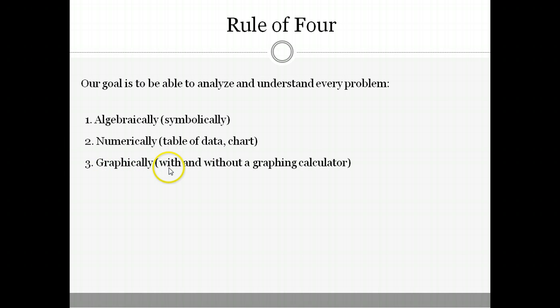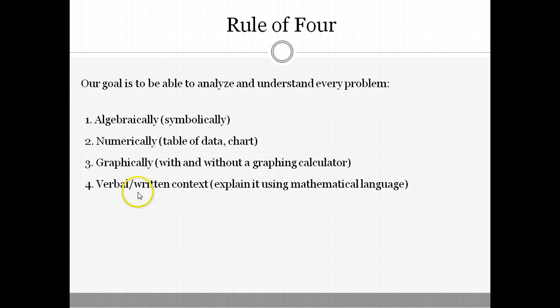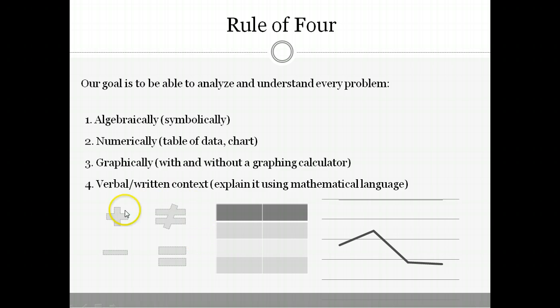We want to understand it graphically, so we plot those points on a graph so that we can get a visual of what's happening. And we're going to have to be able to do this with and without a graphing calculator this year. And the last one, and I don't mean to put it last because it's not as important, in fact it's very important, we want to understand problems so well that we can explain them verbally or in a written context. And we want to do that using mathematical language. So the idea is if you really understand a problem, you will be able to give a written explanation of what is happening with the correct mathematical notation. So, sticking to an algebraic approach, using symbols, using tables, and using graphs, and then being able to talk our way through it is going to end up being our goal this year.